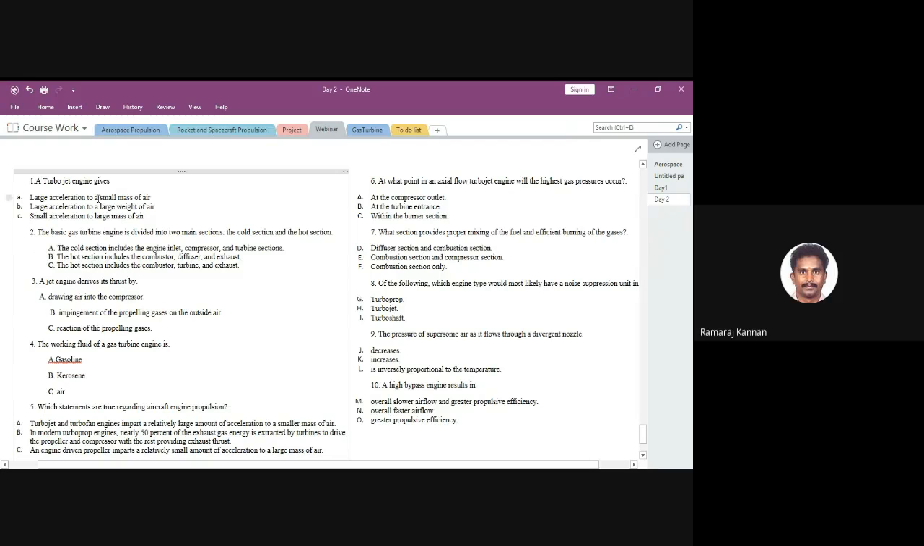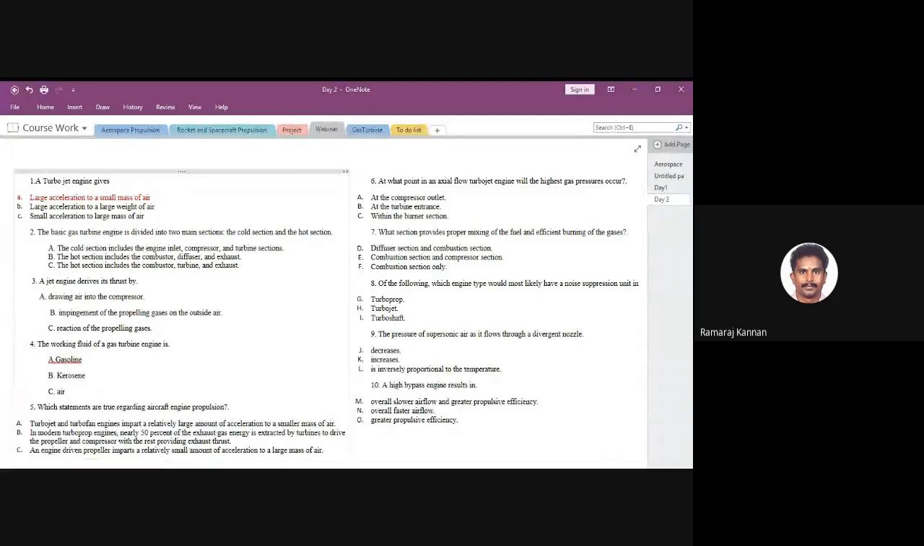Okay. For the first question, the answer is: large acceleration to a smaller mass of air. Second question, the hot section. The basic aspect is two main sections, hot and cold. The hot section includes the combustion, the turbine, and the exhaust.